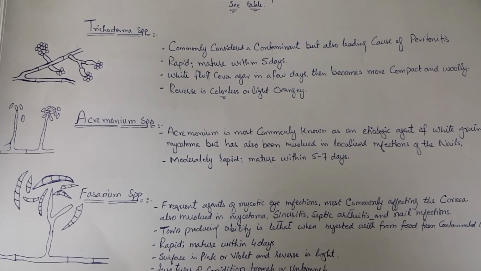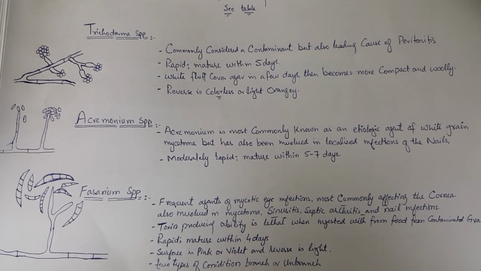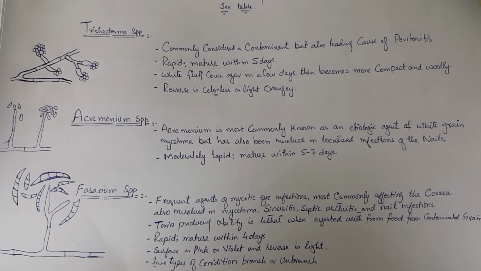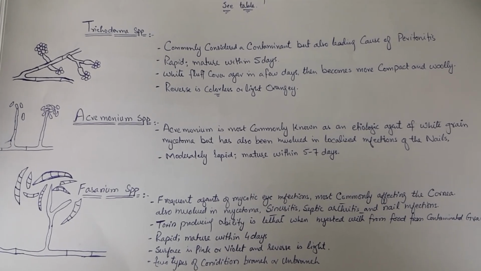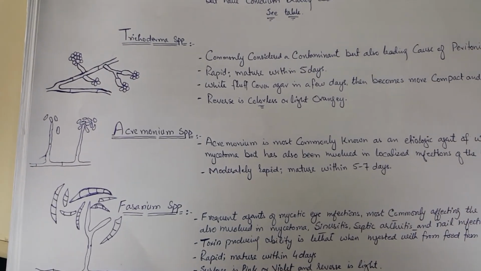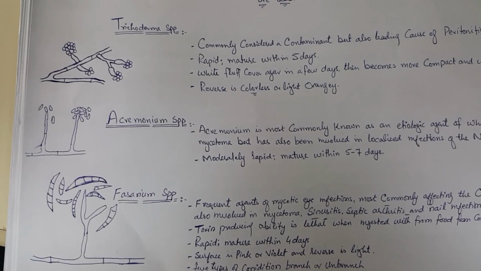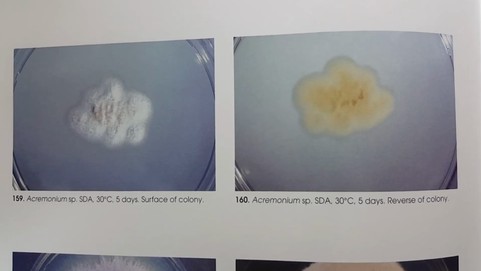Acremonium species is most commonly known as the etiological agent of white grain mycetoma, but has also been involved in localized infection of the nails. It matures moderately rapidly within 5 to 7 days. It has quite a different structure and morphology of hyphae, which are septate and hyaline.